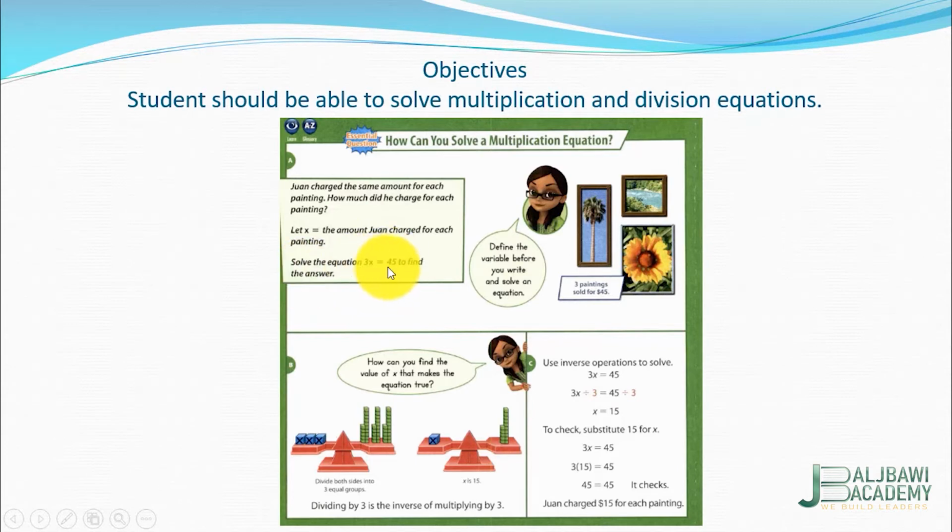If you divide both sides by 3 here, the division will undo the multiplication. So on the first side we will just have x, and on the second side we will have 45 divided by 3 equals 15. So x equals 15. To check our answer, we need to substitute 15 for x in the original equation. As you can see here, we need to use the inverse operation. So if we substitute 15 for x, 3 multiplied by 15 equals 45. So our solution is correct.